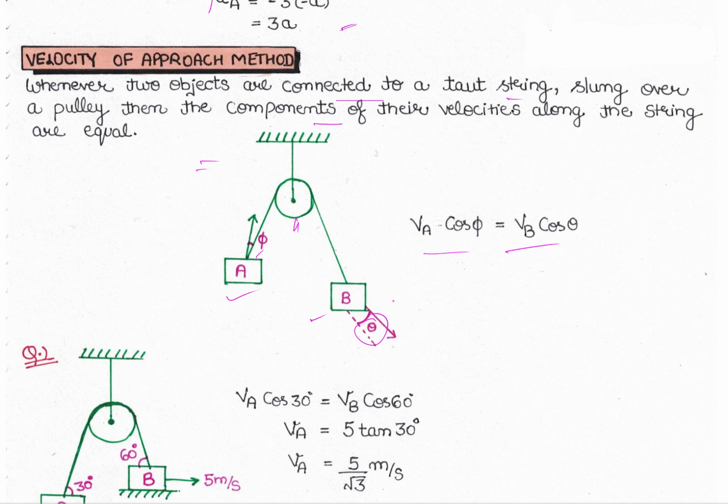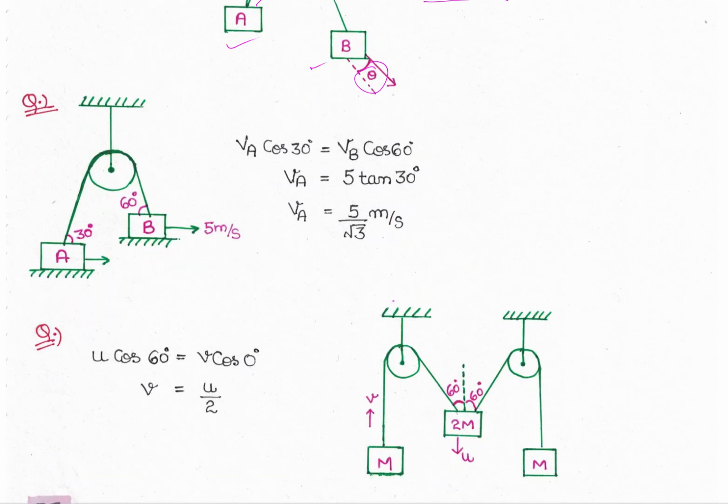Okay. So if you have a situation like that, that is mass A making an angle theta 30 degree, and this is the mass B making an angle 60 degree, and this mass B has a velocity 5 meter per second. We can write VA cos 30 degree is equal to VB cos 60 degree, or VA is equal to 5 tan 30 degree, or VA is equal to 5 by root 3 meter per second.